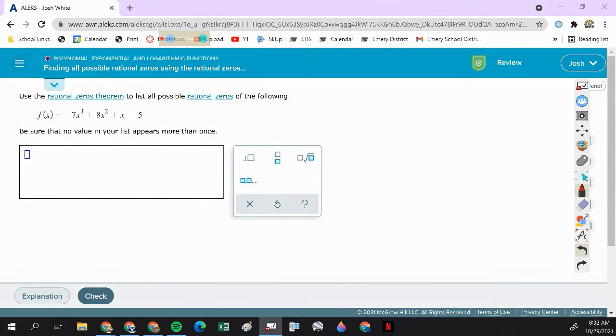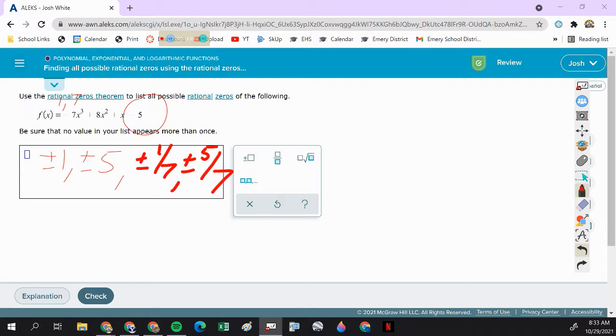So for this problem, I want to know what could the fractional answers be. And the way we do that, remember, is we list all of the factors of 5. So that would be plus or minus 1, plus or minus 5. And then we take all of the factors of 5 and we divide them by all of the factors of 7. So 7 only has 1 and 7. So I need to divide each of those by 1, which is something we already have, and then divide them all by 7. So plus or minus 1/7, plus or minus 5/7.